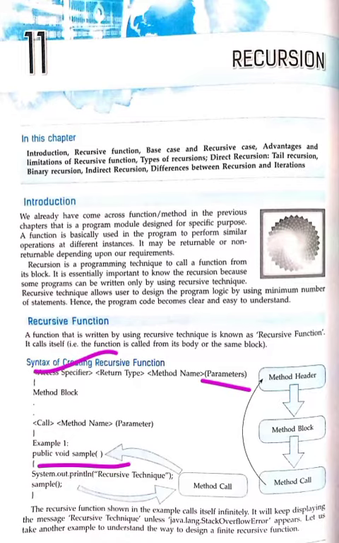And this is an example. Now one function is written, the name of the function is sample, and it is printing "recursive technique", that is in double quotes. That means it is just a message, it will print recursive technique. Then when it comes to this line, it will call itself again, it will go to sample.